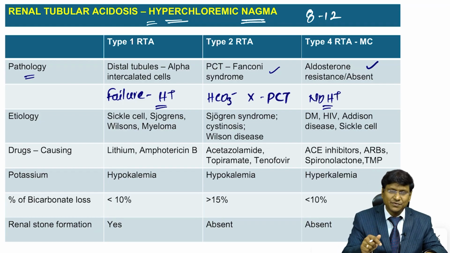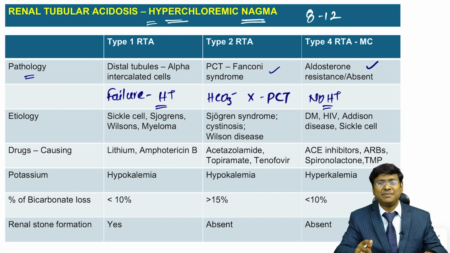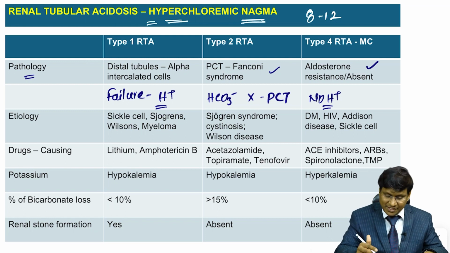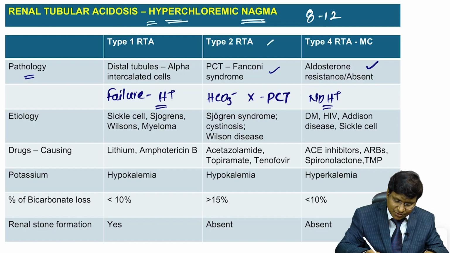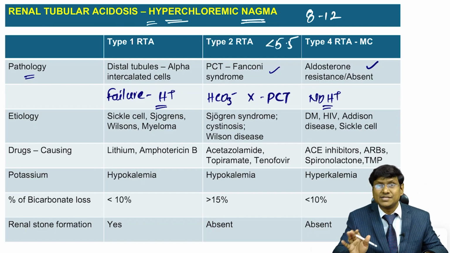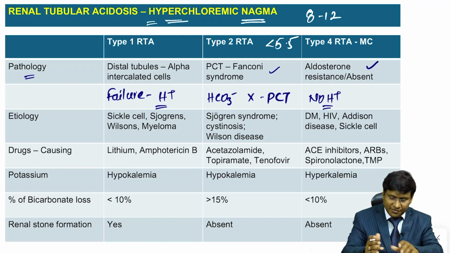And here also, the H+ ion is not getting secreted. So thereby, what will happen to the urinary pH? That will be more than 5.5. It is only in case of type 2 renal tubular acidosis where the urinary pH will be less than 5.5, whereas in all others, the urinary pH will be more than 5.5.